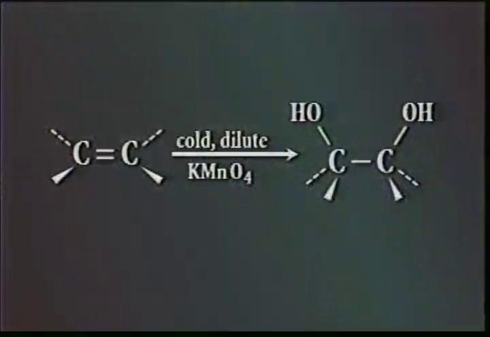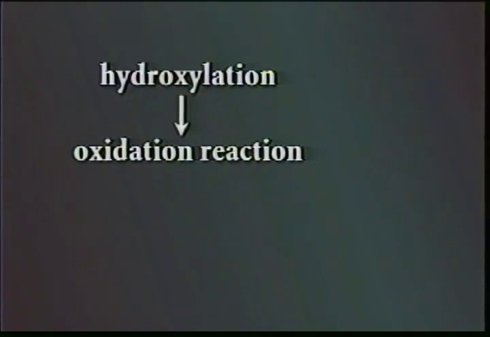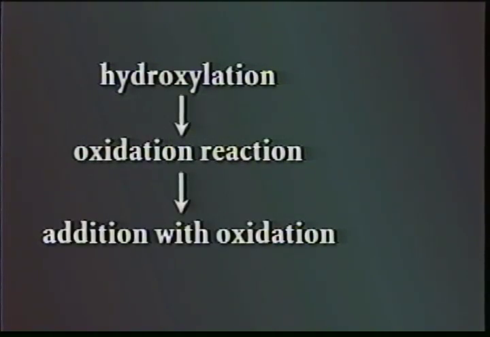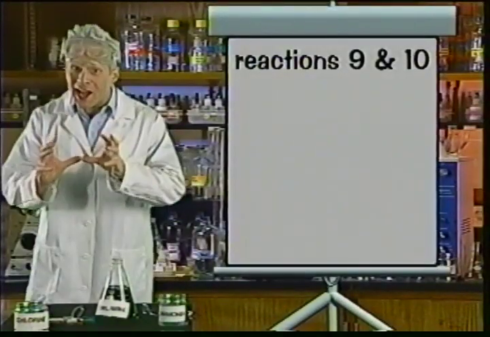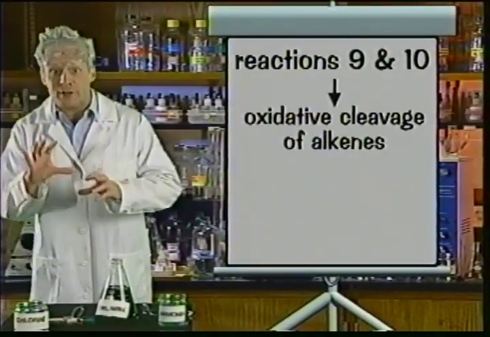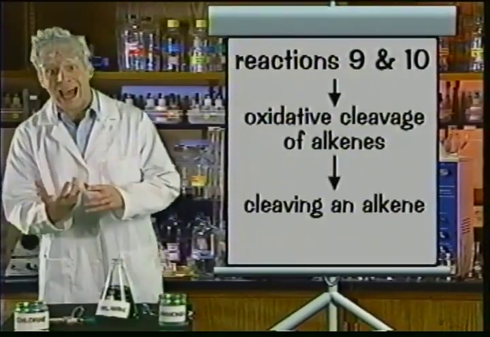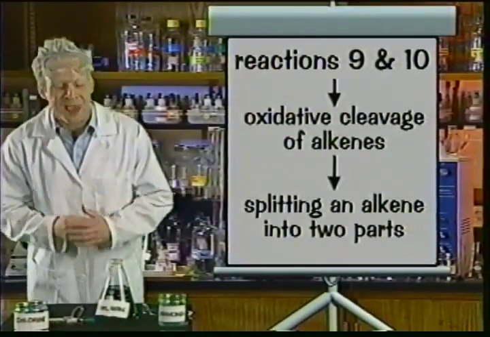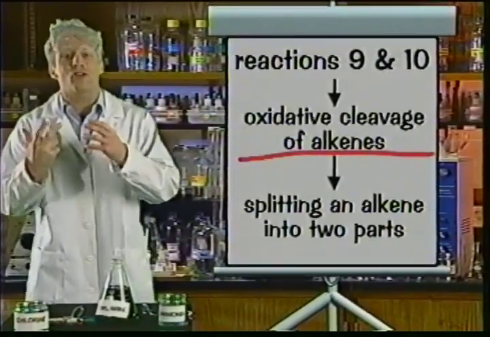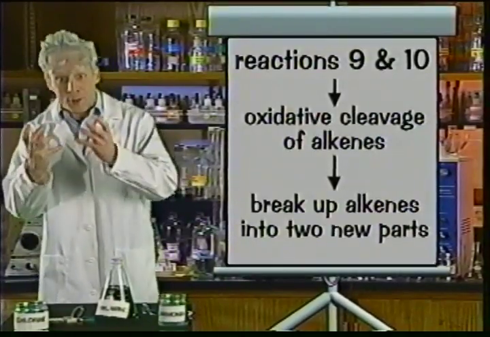Okay, so that was reaction number 8, a hydroxylation reaction. And remember, hydroxylation is a type of oxidation reaction because it involves addition with oxidation, which is when the carbon-oxygen bonds form. Reactions 9 and 10 involve oxidative cleavage of alkenes, which isn't all that complicated. We're just cleaving an alkene, and all that means is we're splitting an alkene up into 2 parts. So, our oxidative cleavage reactions, reactions 9 and 10, break up alkenes into 2 new products.